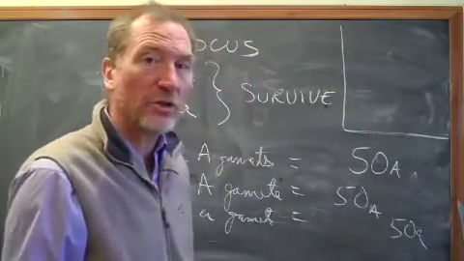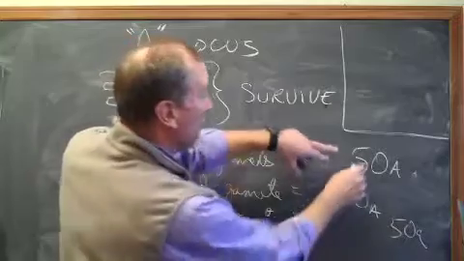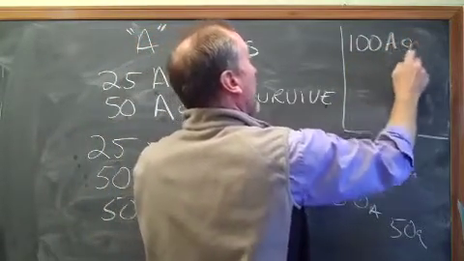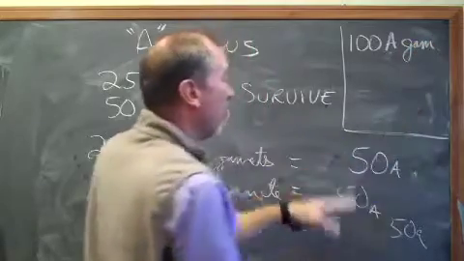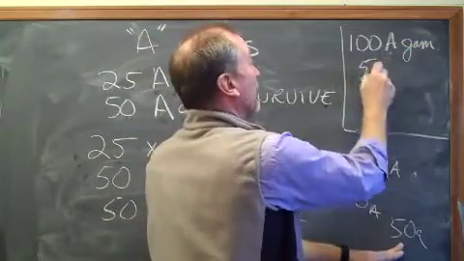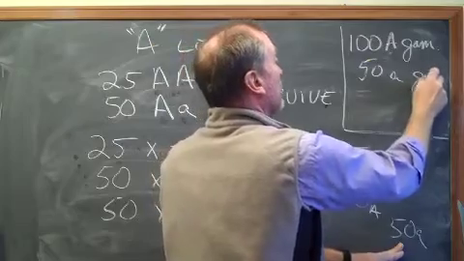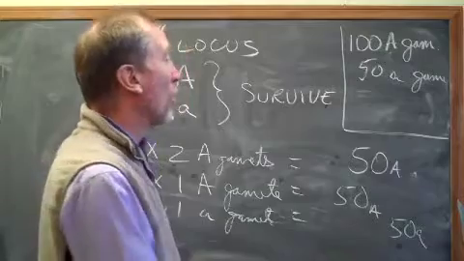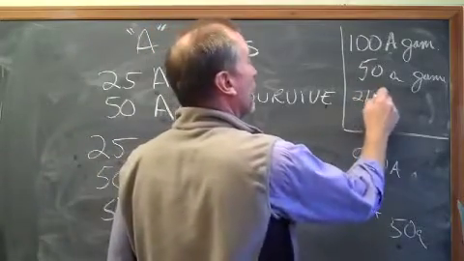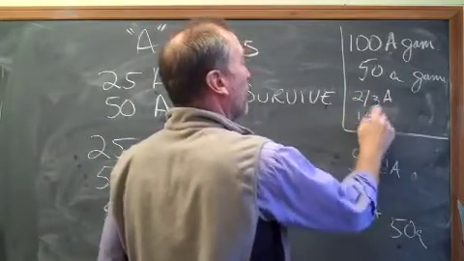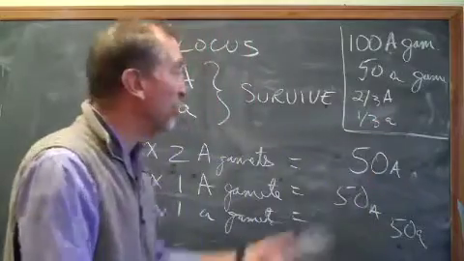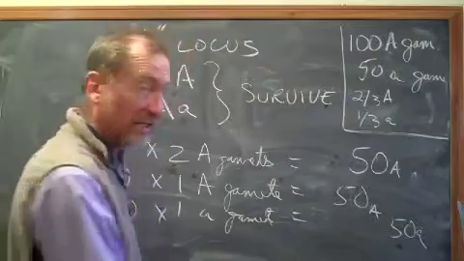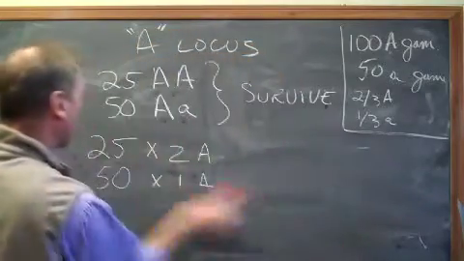What we're going to have in terms of gametes then is 50 plus 50 is 100 big A gametes and 50 little a gametes that go into the next generation. Or 2/3 big A, 1/3 little a. Now we can use this information in order to determine what the genotypes are in our next generation. And here's how.